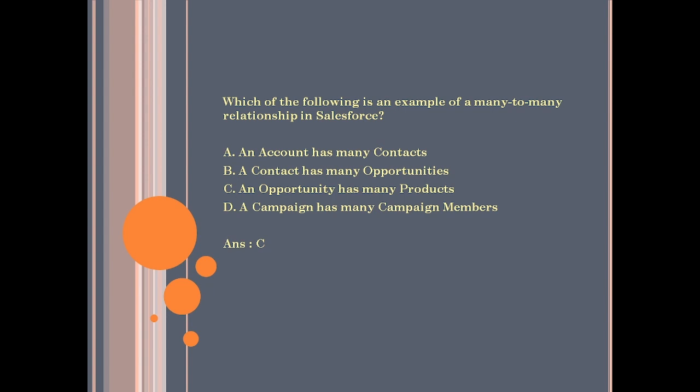But the right answer is C. An opportunity has many products. One opportunity may have multiple products, and one product may have multiple opportunities. So the option is C. Thank you.